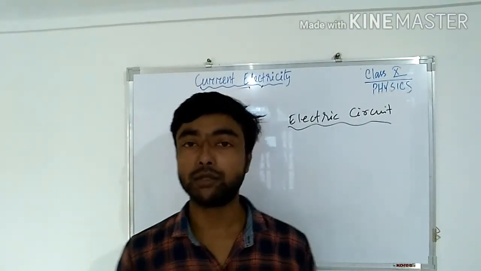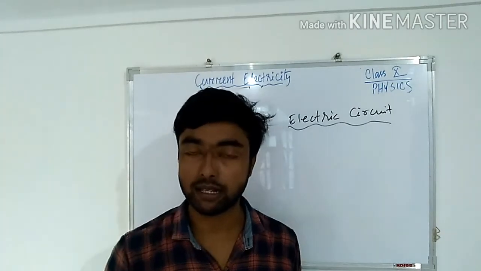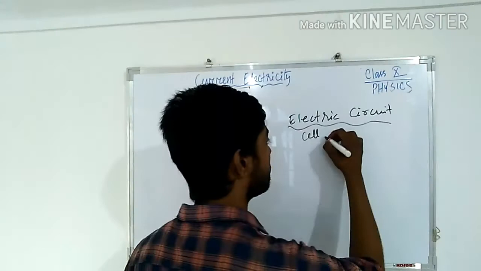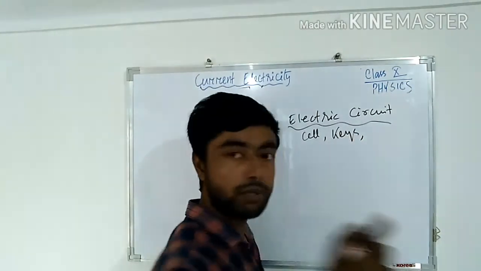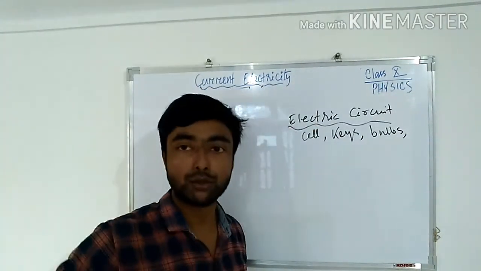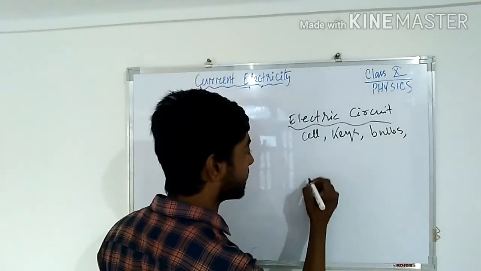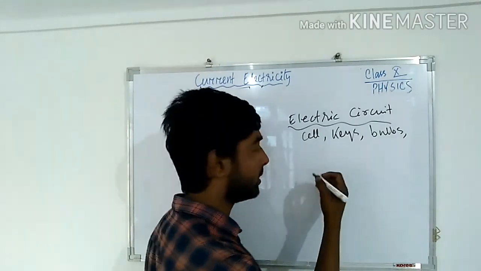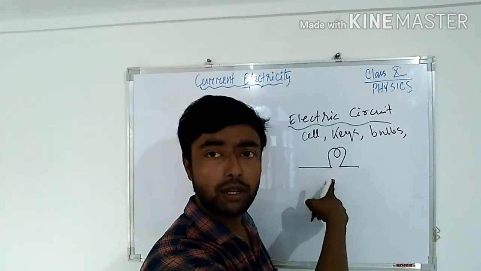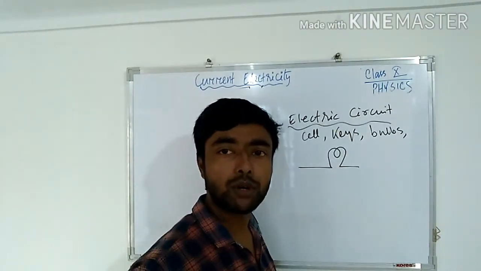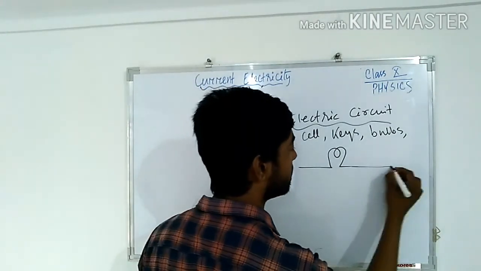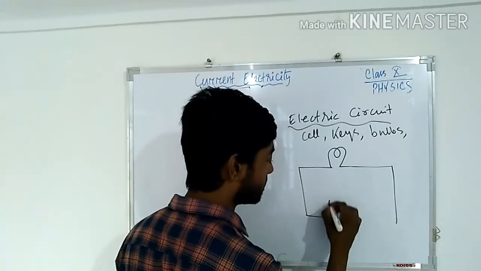To make the circuit, we need to have some appliances like cell, battery, keys, chabi key, bulbs, to glow the bulb. So electric circuit, if I used to draw like here, so this is suppose bulb. I will show you the different symbols of appliances. It is there in your book. You can see this is a bulb. Okay, if this is a bulb, this is a cell.